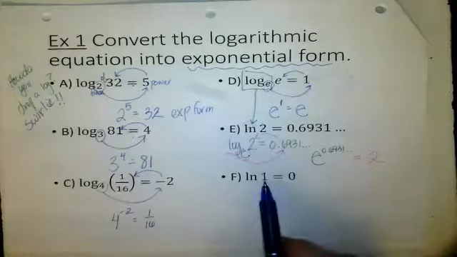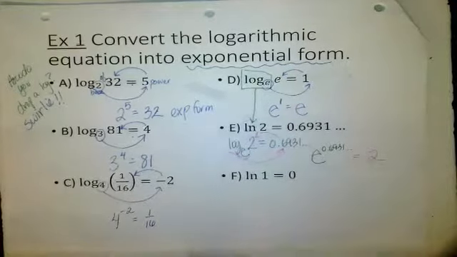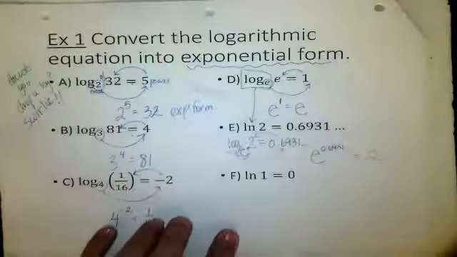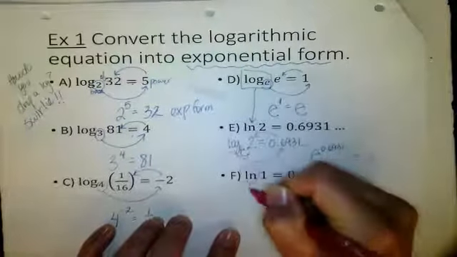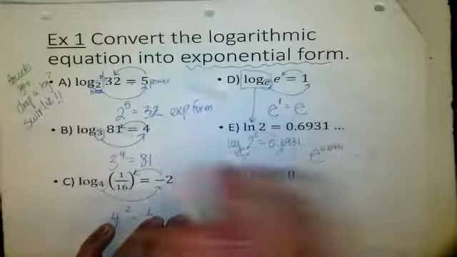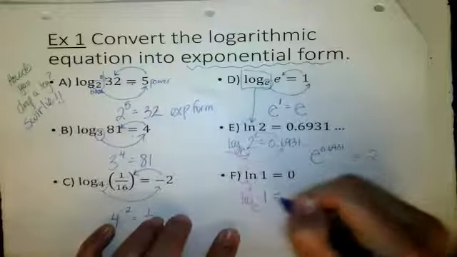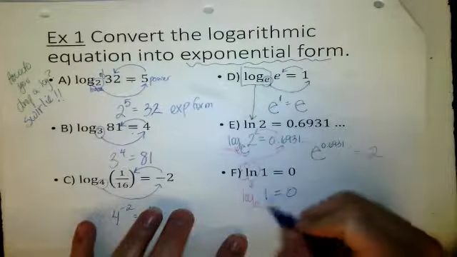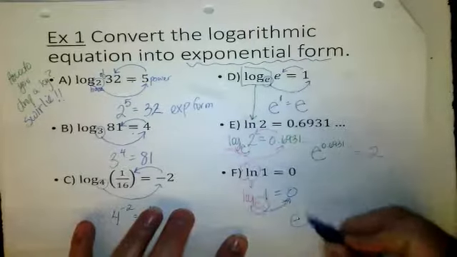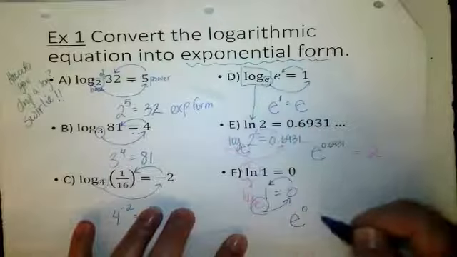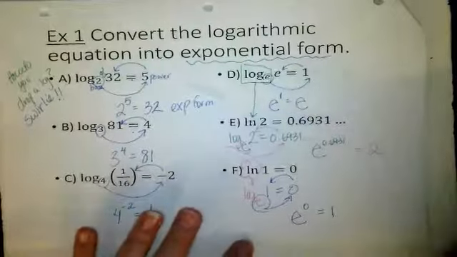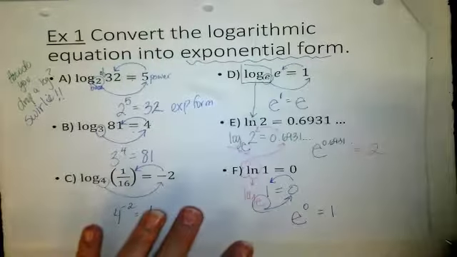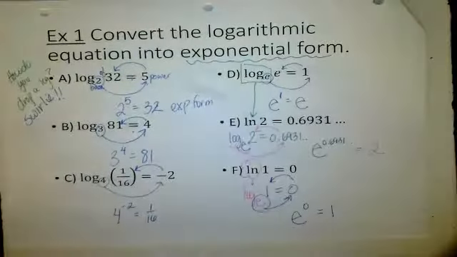The natural log of 1 equals 0. What should I do to convert this? What can I replace natural log with? Log base E. Log base E of 1 is equal to 0. So then I can give it my swirly. How do you drop a log? Give it a swirly. E to the 0 equals 1. Does E to the 0 equal 1? Yes, it does. Anything to a power of 0 equals 1.